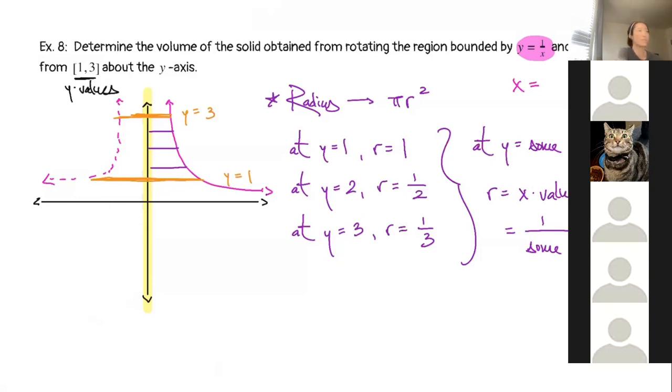Instead of y equals 1 over x, what do I get when I isolate x? Yeah, we get 1 over y. And check out, 1 over y is the same as 1 over some y value, right? So the patterns that you all noticed right here helped you get the formula, which told you what you needed to do to that equation.